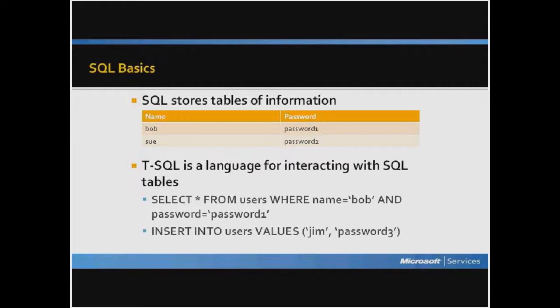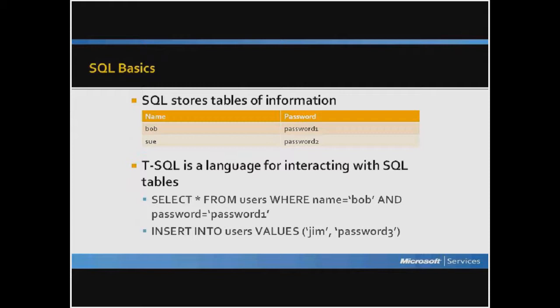So I have 2 sample queries here. The first one, select asterisk from users, where name equals Bob and password equals password1. What select does is it goes and gets records out of SQL and returns them to you. So in this case, what we're saying is we want to go to the table named users, find a row where the name is Bob and the password is password1.